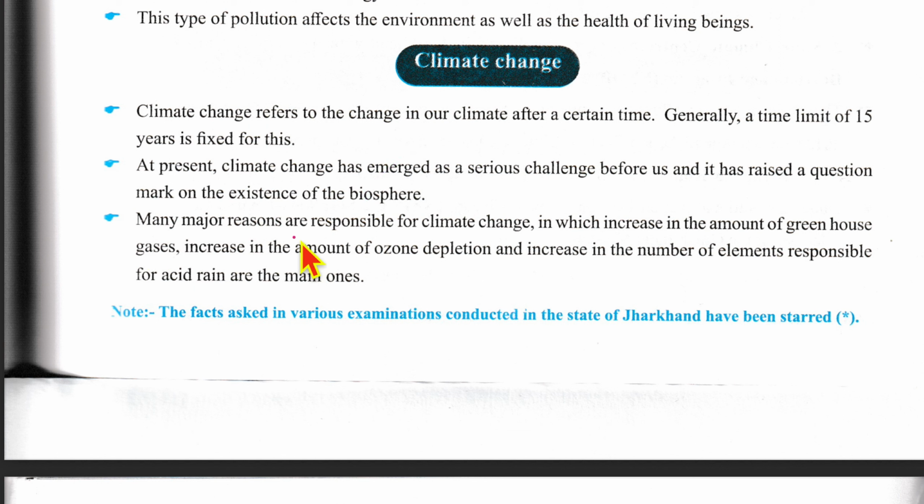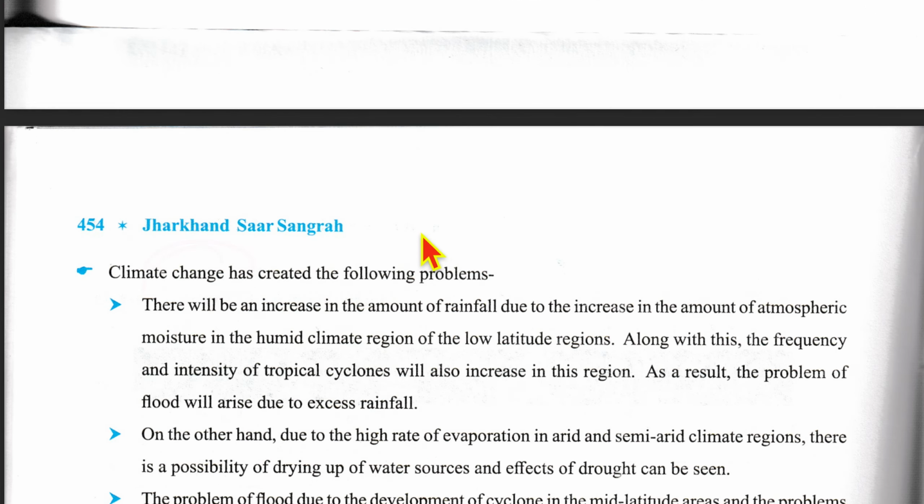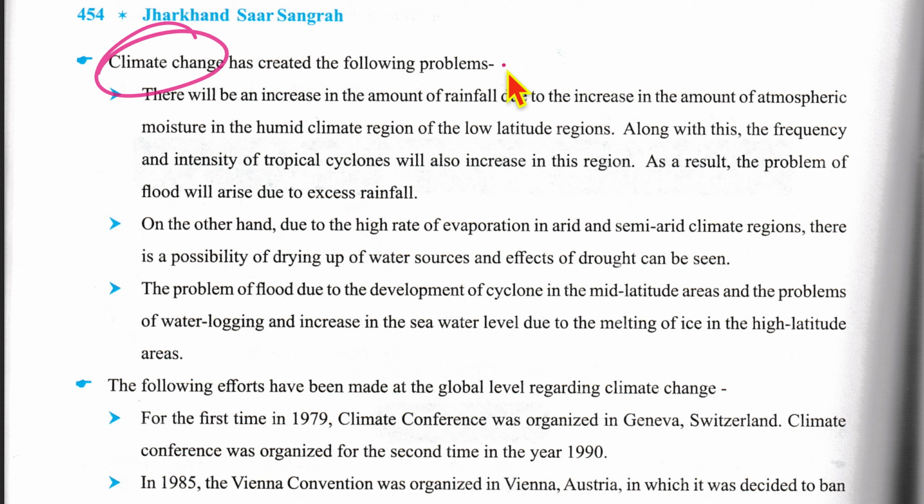There are many major reasons responsible for climate change, in which increasing the amount of greenhouse gases, increasing ozone depletion, and increasing the number of elements responsible for acid rain are the main ones. Now, climate change has created the following problems.